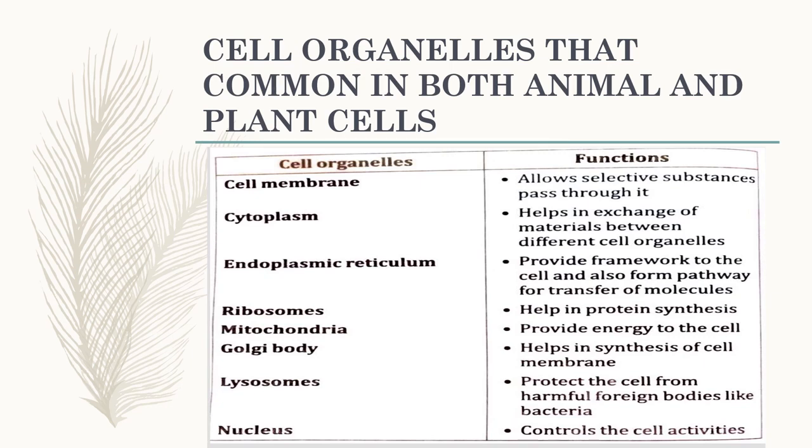Mitochondria provide energy to the cell. Golgi body helps in the synthesis of cell membrane. Lysosomes protect the cell from harmful foreign bodies like bacteria. And finally, the nucleus, it controls the cell activities.